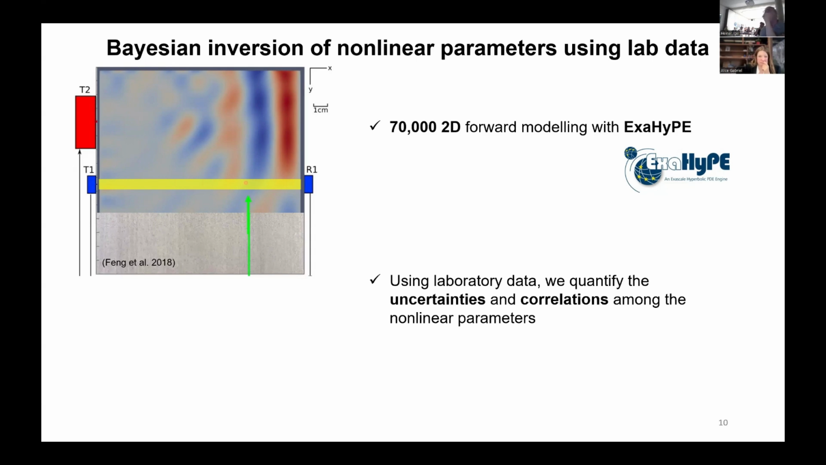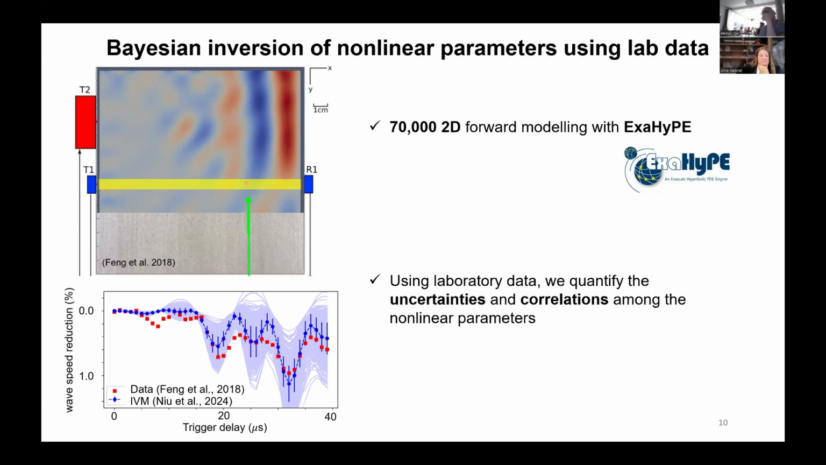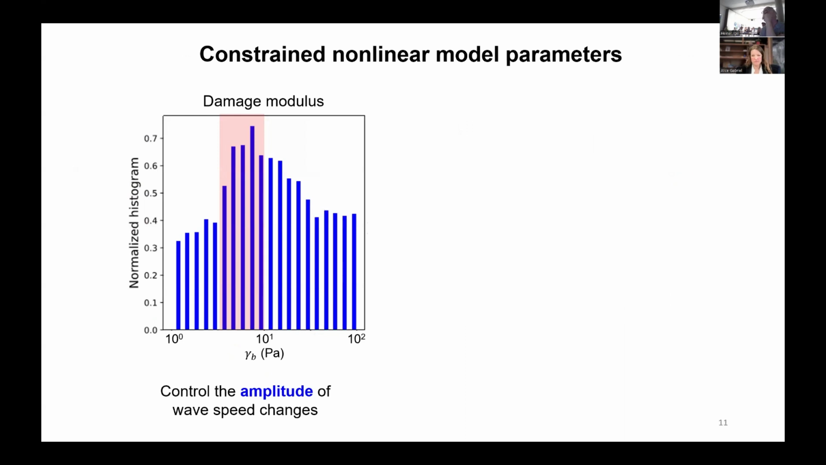Here I show a comparison between one of the models, the IVM model, which has fewer parameters, and how it compares with the data. We can see a rather good match between the model, the blue curve here, and the data, the red dots here. But actually, the key concept of Bayesian inversion is not about deriving a perfectly matching result. It's about the uncertainties in the parameter space. That's why I show two examples from the results that we have. The first modulus parameter I show here is the damage modulus that controls the amplitude of the wave speed changes.